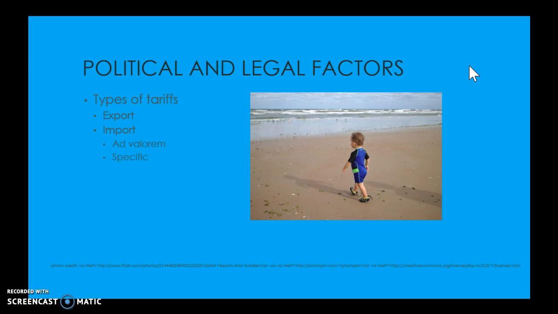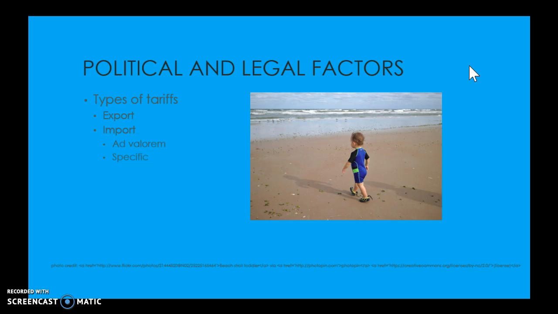An export tariff is less common than an import tariff, but they do exist. Usually in countries, let's say African countries, that have a hard time collecting taxes or getting money into the public coffers some other way. So they actually tax products that they export.